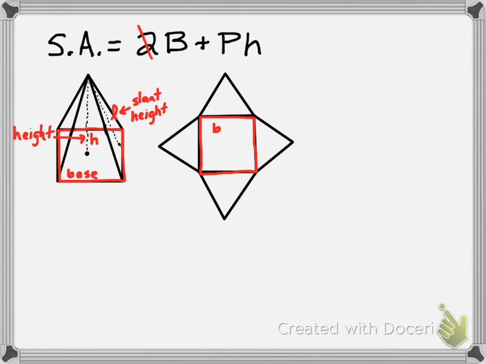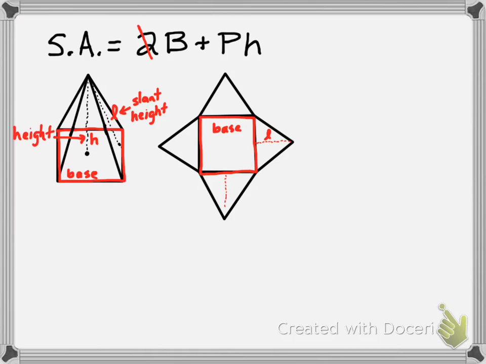Alright. So this is my base. This is my slant height. Okay, now, why didn't I put the height on here? Well, because the height wouldn't be on the net. The height would be sticking straight out of the base, coming at you, basically. So it's not on the net. That's the reason it has nothing to do with the surface area, because it's not on the surface.